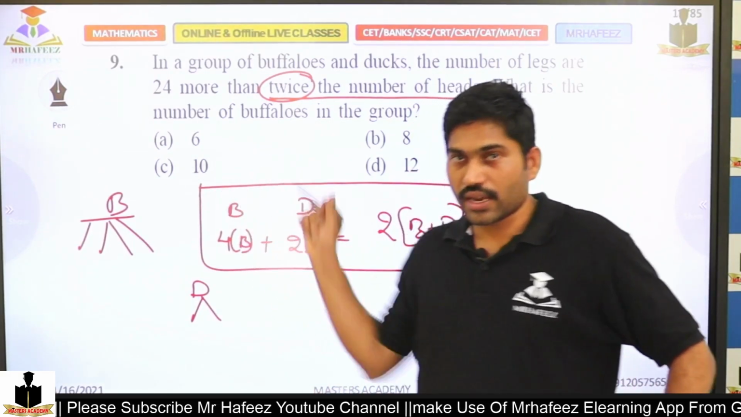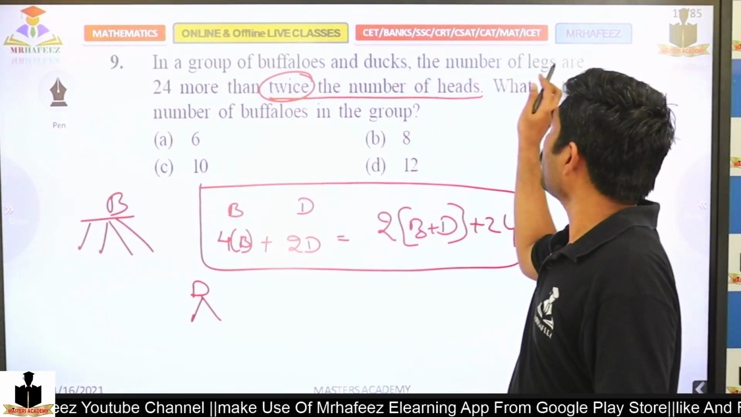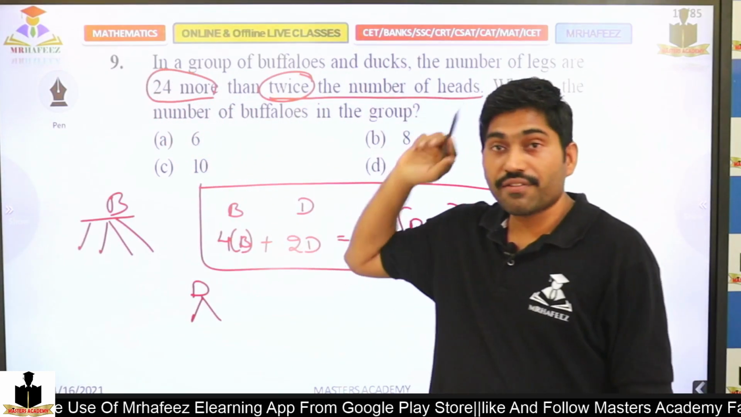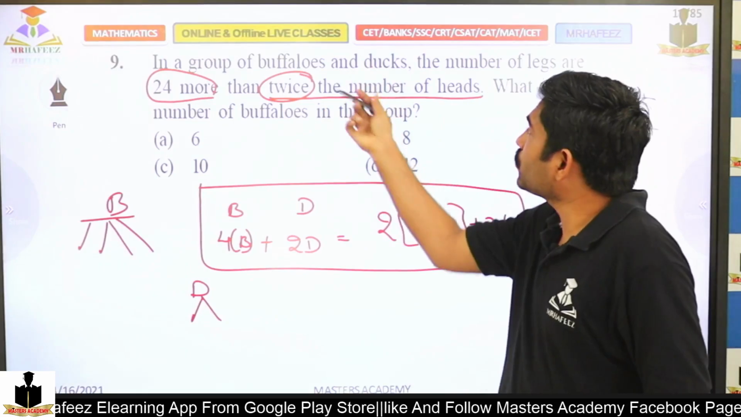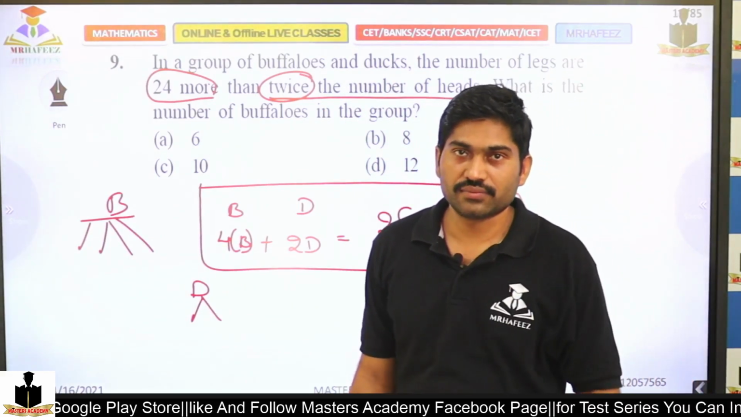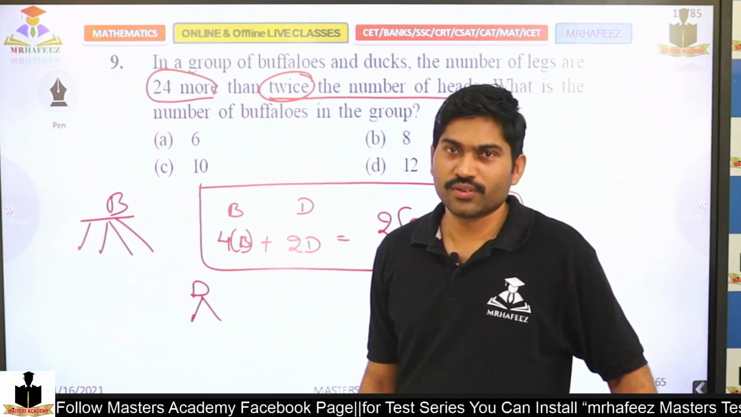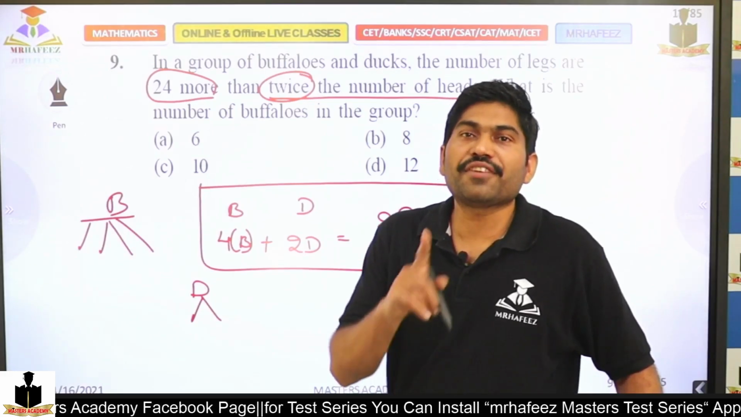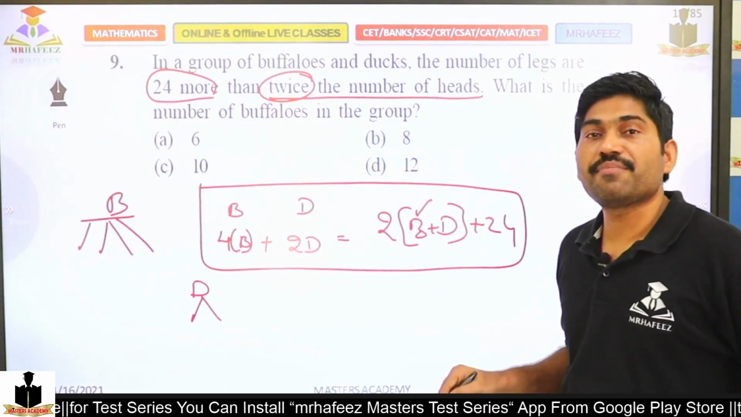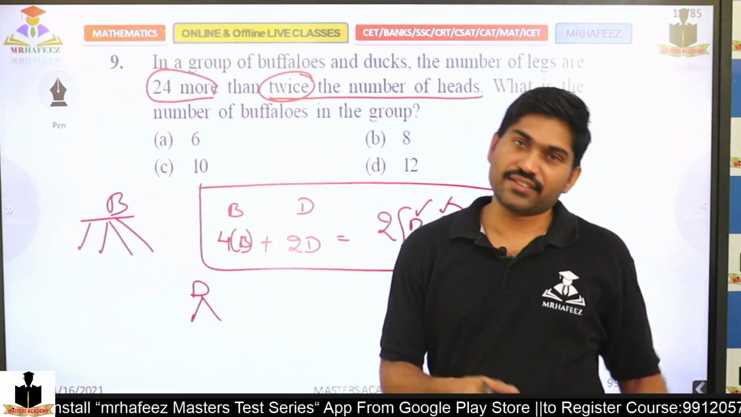Very good. Now coming to the equation. In a group of buffaloes and ducks, the number of legs are 24 more than twice the number of heads. How many heads? Each buffalo will get only one head. Is there any buffalo which consists of 3 heads, 4 heads, 5 heads? No. Generally, a buffalo consists of only one head. So number of buffaloes plus number of ducks itself is the total number of heads. Yes or no?